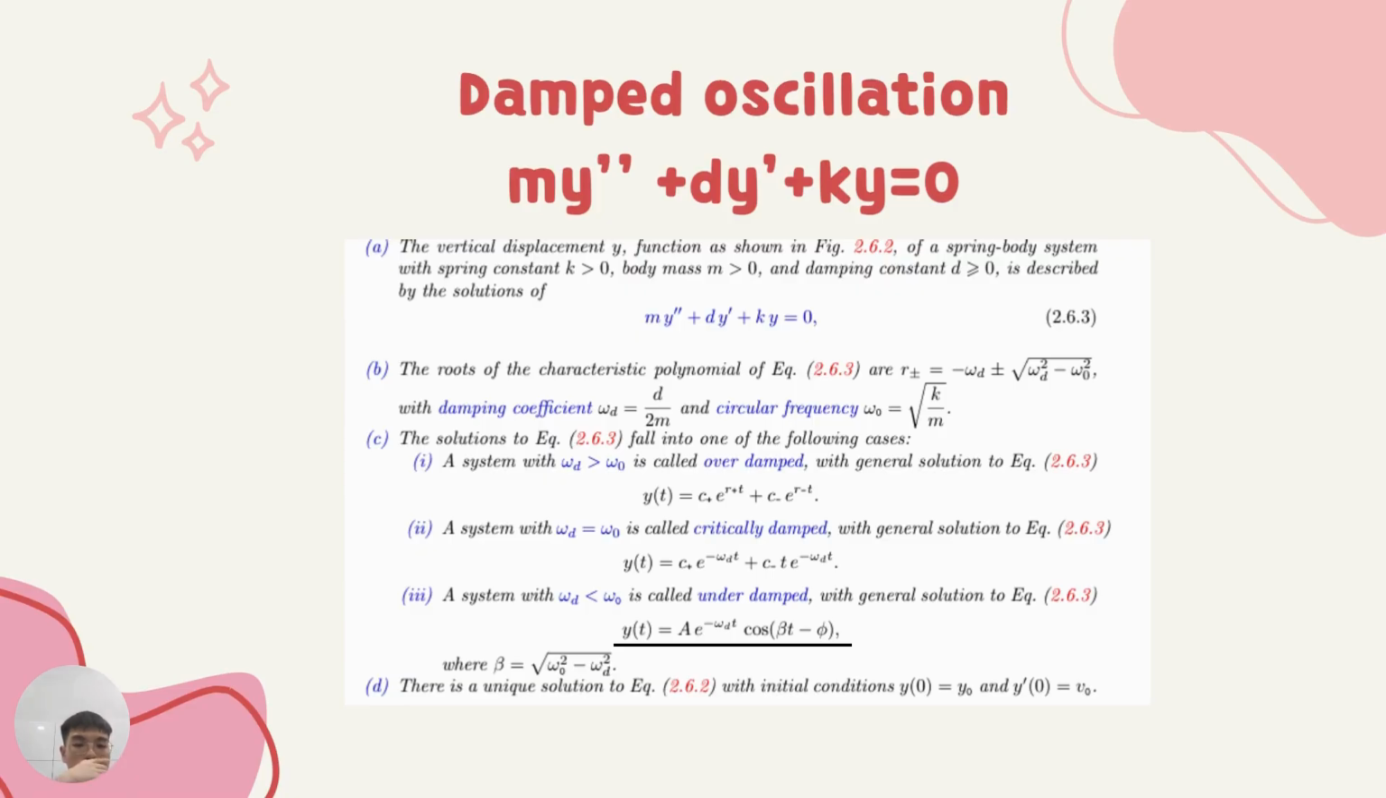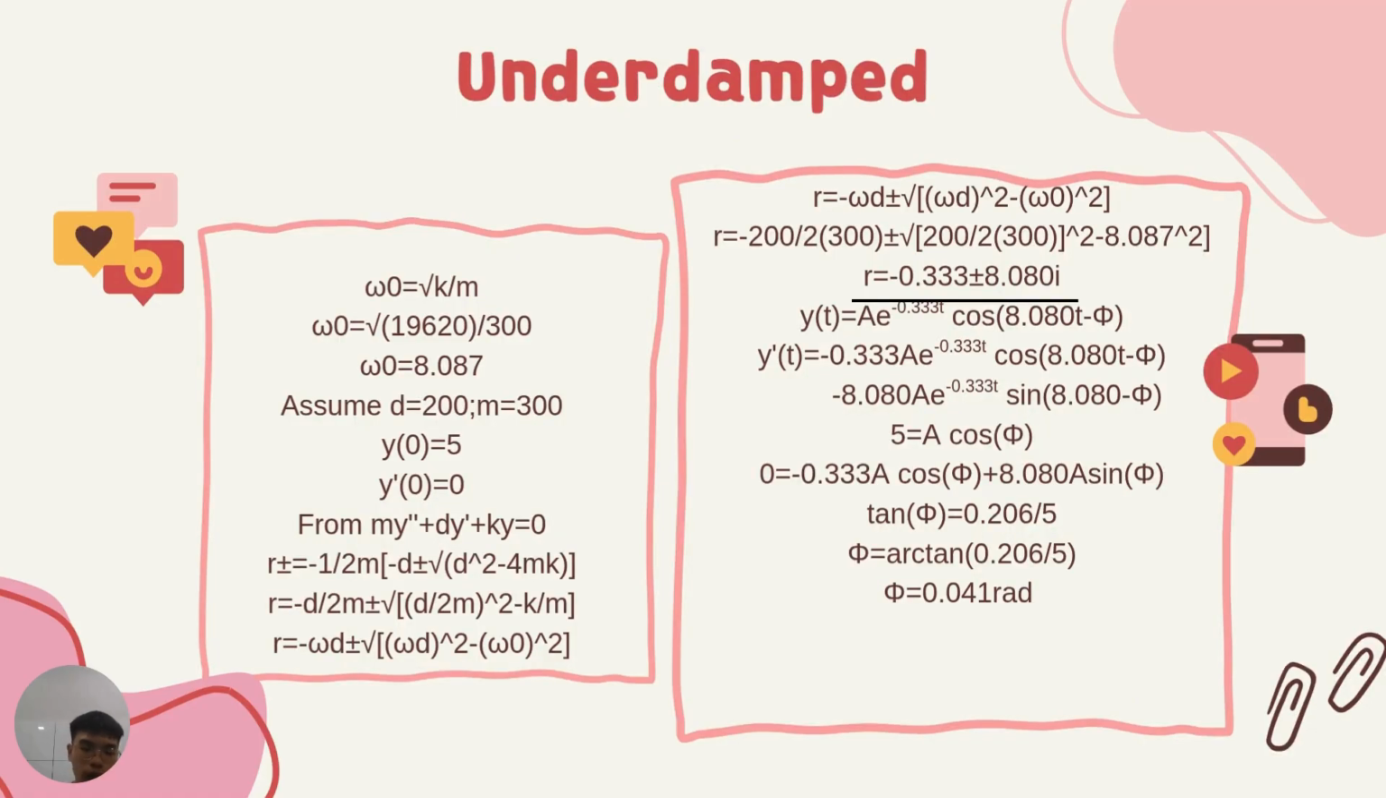So the roots to the second order differential equation above are r equals negative damping coefficient plus minus the square root of damping coefficient squared minus the circular frequency squared. A system with damping coefficient smaller than circular frequency is called underdamped, with the general solution that I have drawn and underlined over there. And beta is equal to the square root of the damping coefficient squared minus the circular frequency squared. So plugging in the k and the m values, we get the circular frequency equal to 8.087.